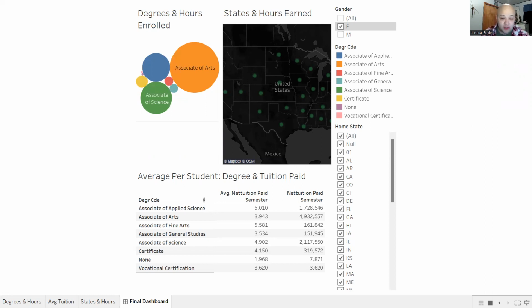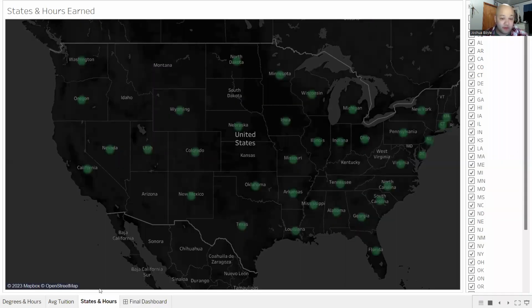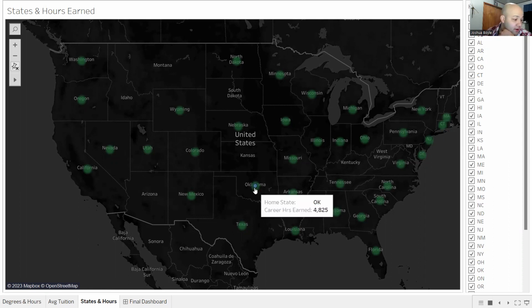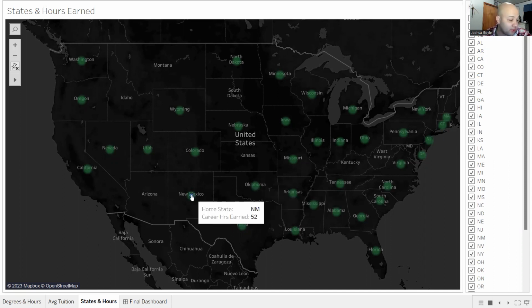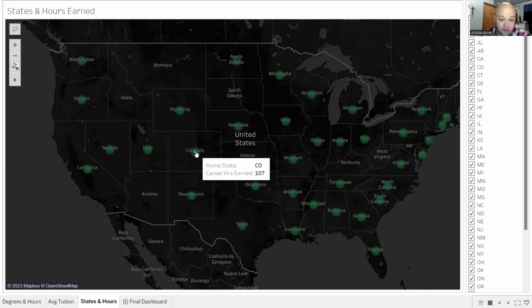Next, I used a map visualization to show students' home states and the number of hours they earned. Knowing the home state and the number of hours earned can provide valuable insights into the characteristics and behavior of students based on their geographic location and academic progress. So if we just scroll over, you can see the home state tells you their hours earned, and that's just a quick reference for all the different indicators here.